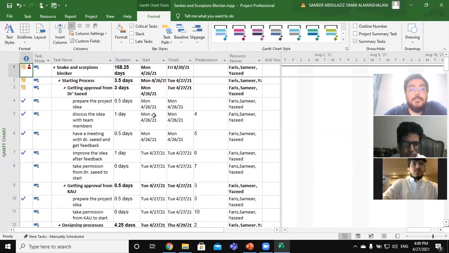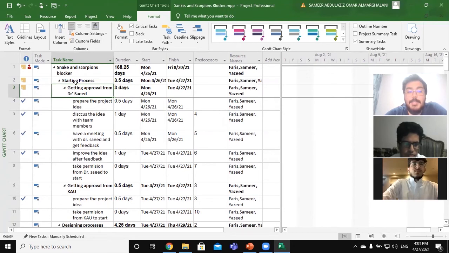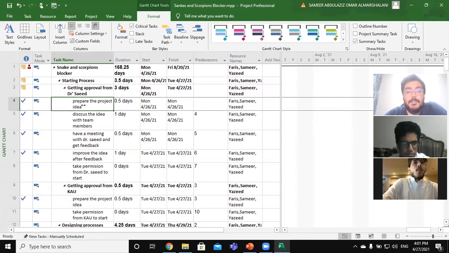As you see here in MS Project, we have the task name for everything that we have in our project. For example, in the summary task, which is the starting process, we have getting approval from Dr. Saeed and also getting approval from King Abdulaziz University. These are called subtasks, and under the subtasks we have, as you see, prepare the project idea, which is also a subtask.